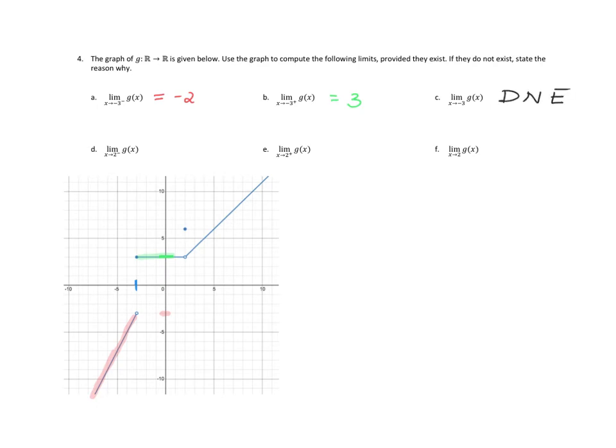And the reason for this is it's different from the left and the right, so you can't call it just one number overall. Okay, let's see what happens in part D, E, and F, which are all related to positive 2.